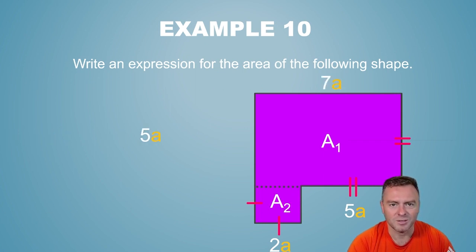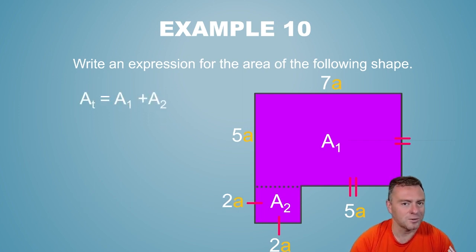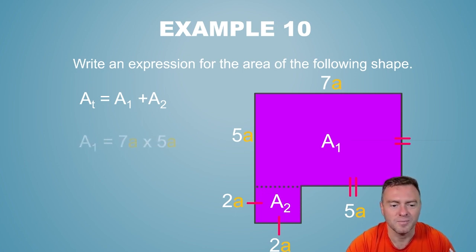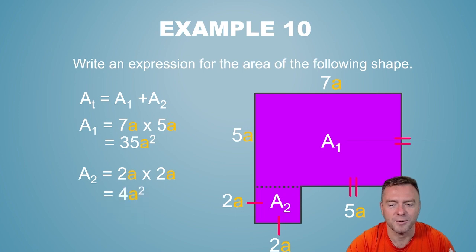I've got 7a on the top, 5a there, 2a there, and then, yeah, let's just work out the area. So the area of the total, notice I've used a little subscript here, is equal to area 1 plus area 2. So area 1 is 7a times 5a, which equals 35a squared. Area 2 equals 2a times 2a, which gives us 4a squared. Then area total equals 35a squared plus 4a squared.